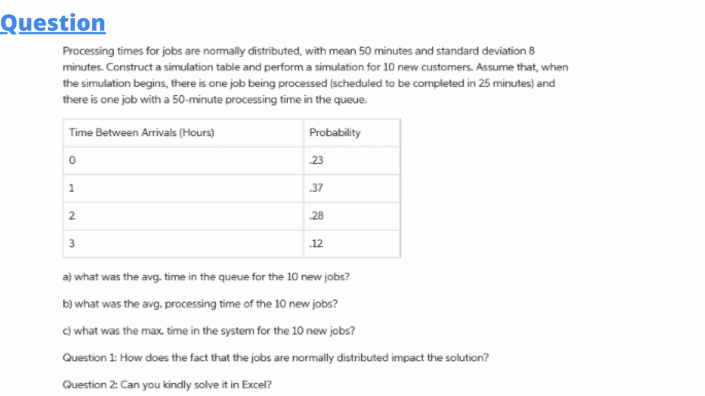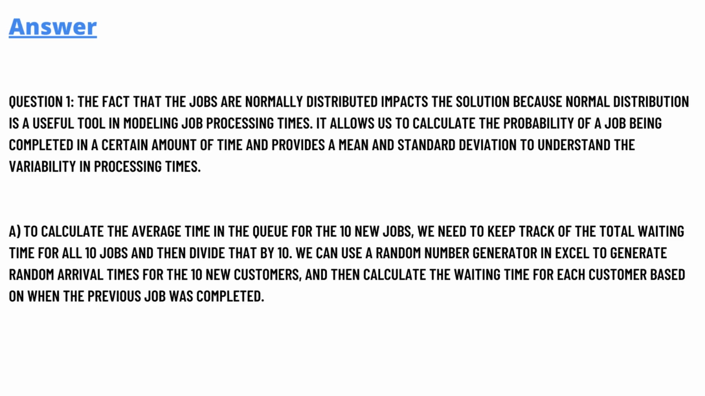Question 1a is to calculate the average time in the queue for 10 new jobs. We need to keep track of the total waiting time for the 10 jobs and then divide by 10. We can use a random number generator in Excel to generate the random variable for the 10 new customers and then calculate the waiting time for each customer based on when the previous job was completed.